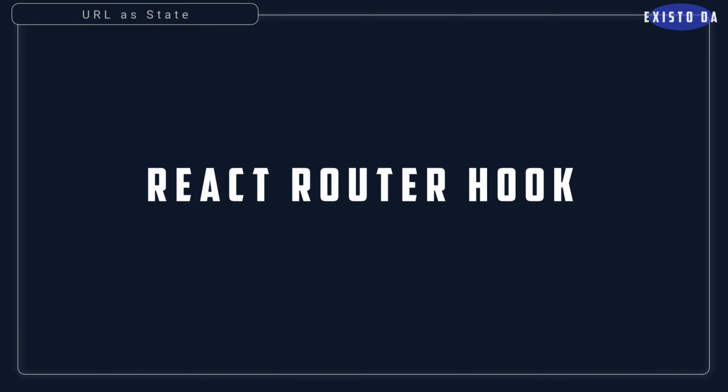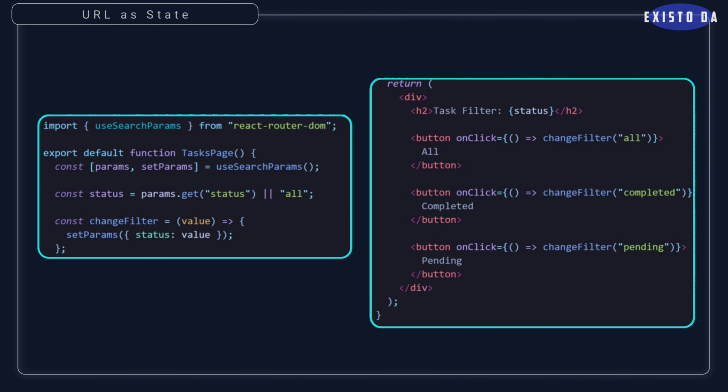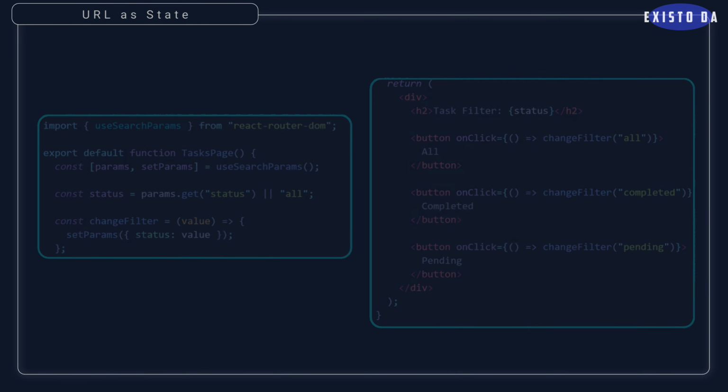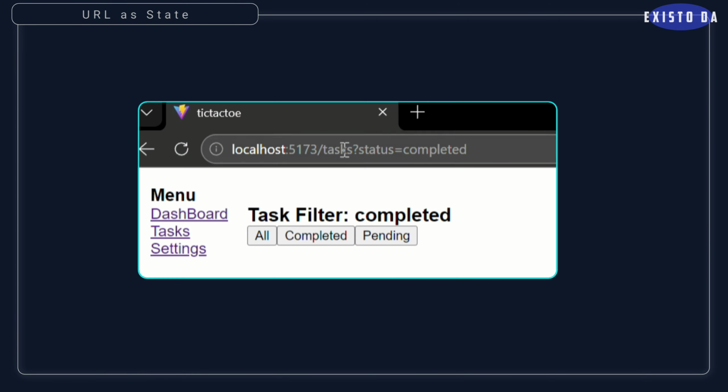React Router provides a hook called useSearchParams to read query parameters. Here is an example. Now filtering is controlled by the URL. If the URL changes, then the UI changes.